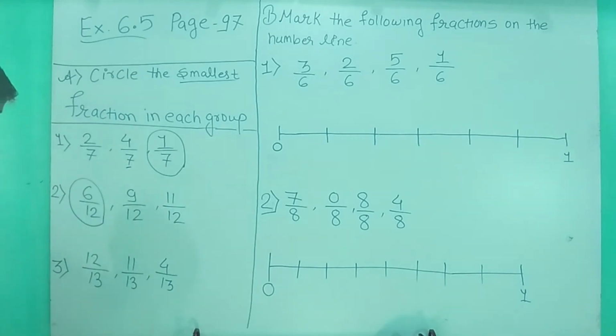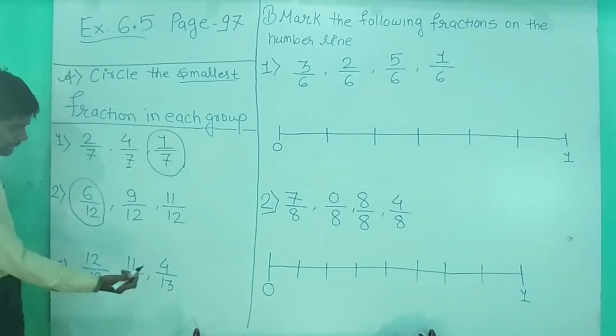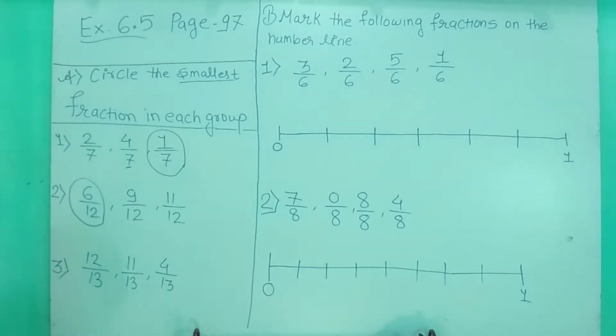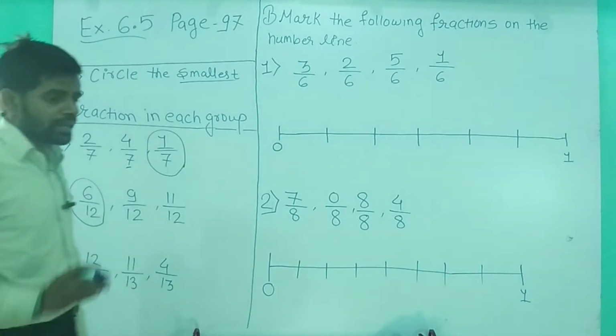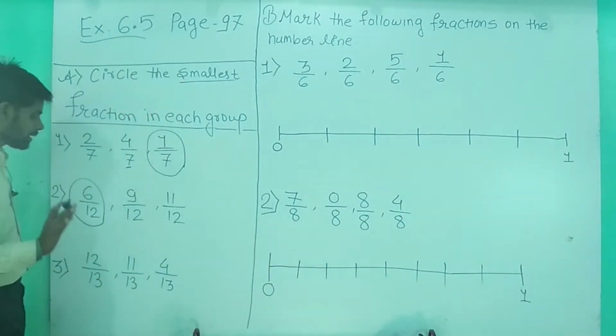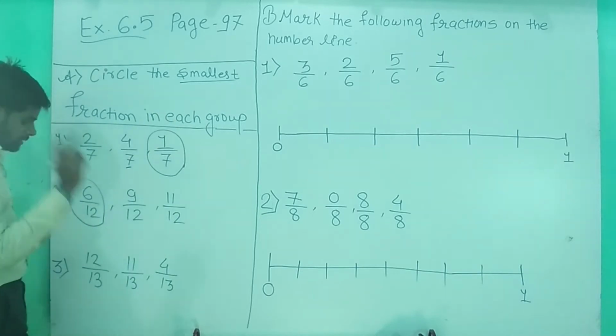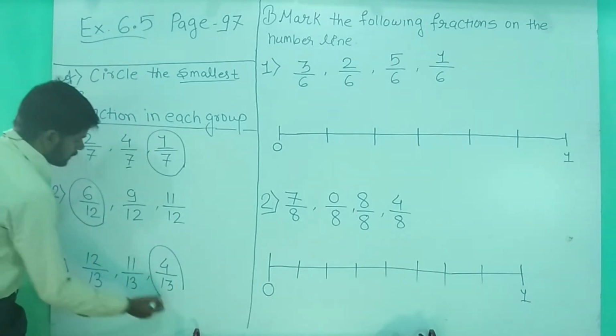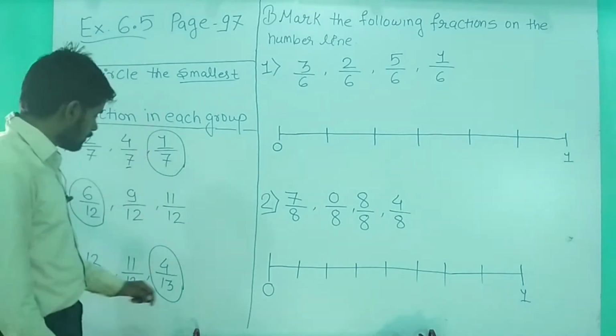Now let's move toward the third question. Here we have to find the smallest fraction, and since the denominator is the same, the denominator is of no use to us. We have to compare the numerators, and we know that if the numerator is greater, the fraction will be greater. But we want the smallest, so we pick the smallest numerator. 4 by 13 is the smallest fraction among these three fractions.